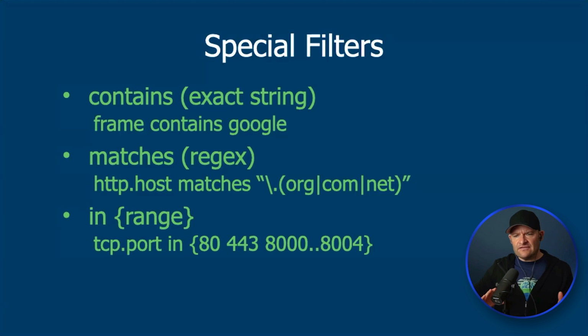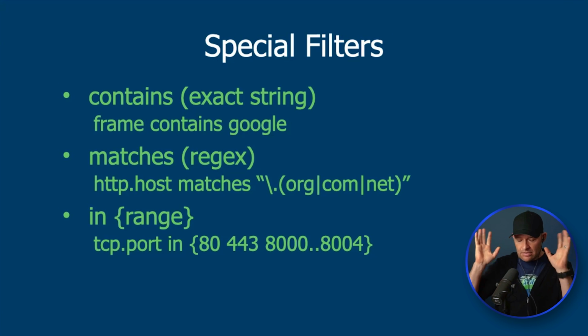And so I showed you some basic ones. We looked at conversation. We looked at how to do a single IP filter, between two endpoints. We looked at a port number. But there's some special filters too that I personally use quite a bit with Wireshark, and that's going to be these three. So we have contains, matches, which would basically be the regex or Perl compatible expressions, and then we have in, which is a membership operator.